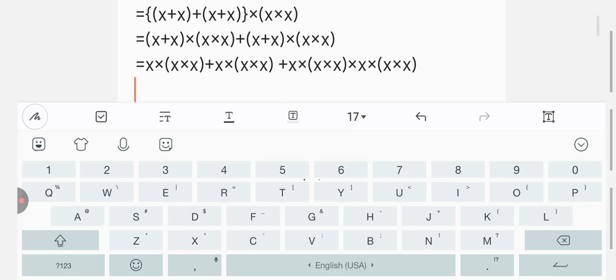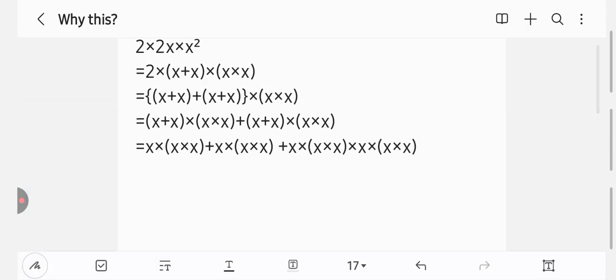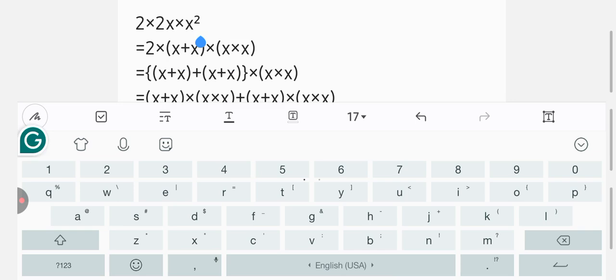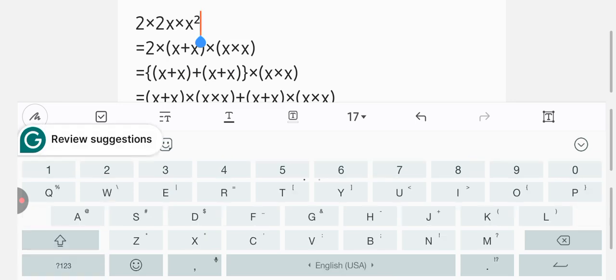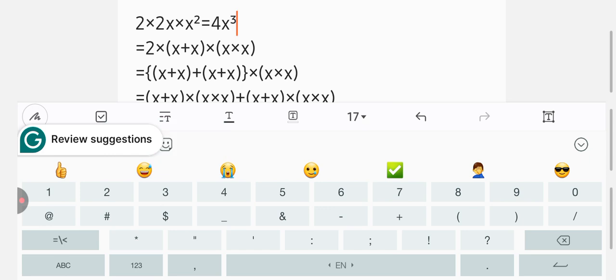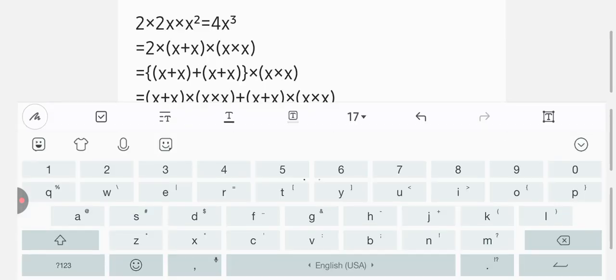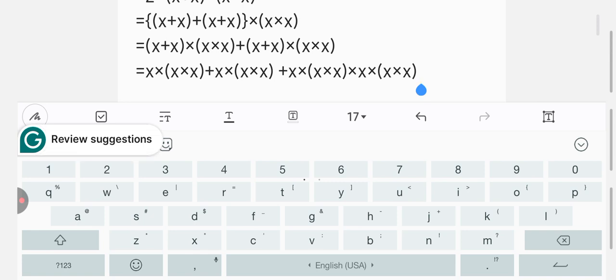Now look, here is our final answer. A simple overview: what you get is equal to 4x cubed, right? Look, x times x is x squared, and x squared times x is x cubed.